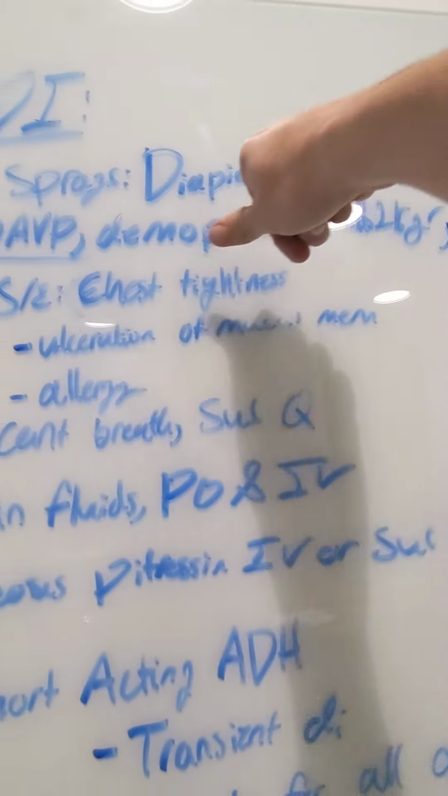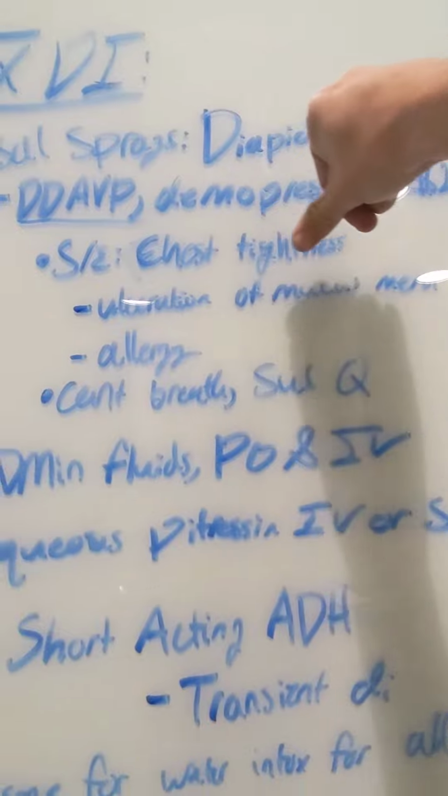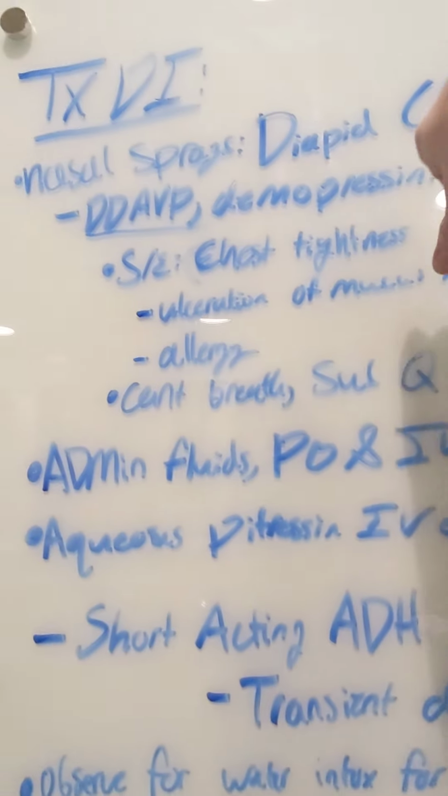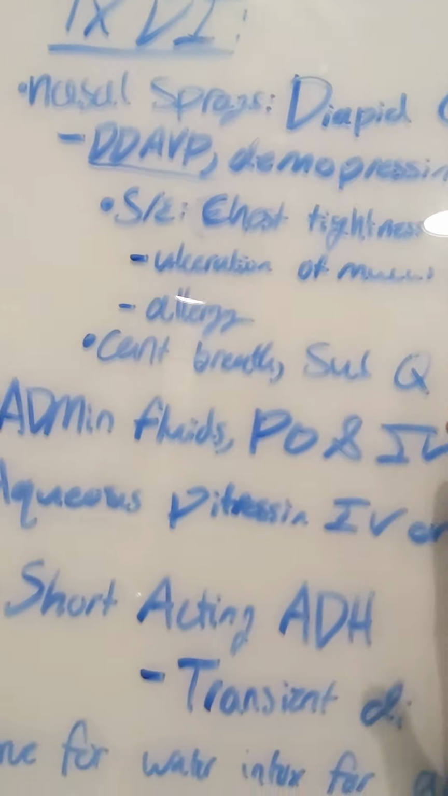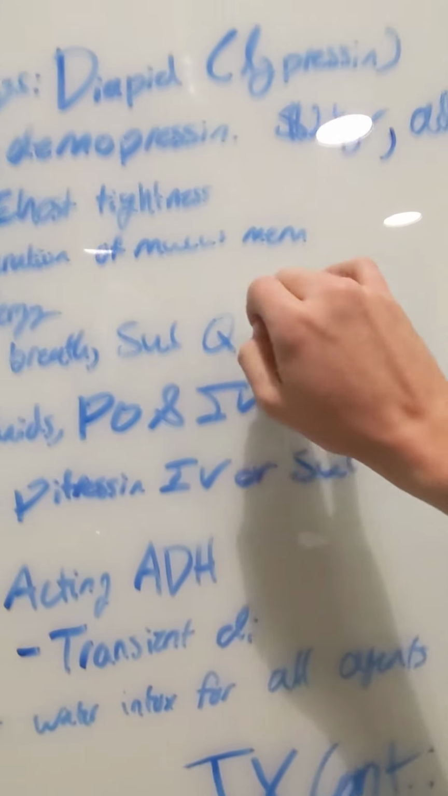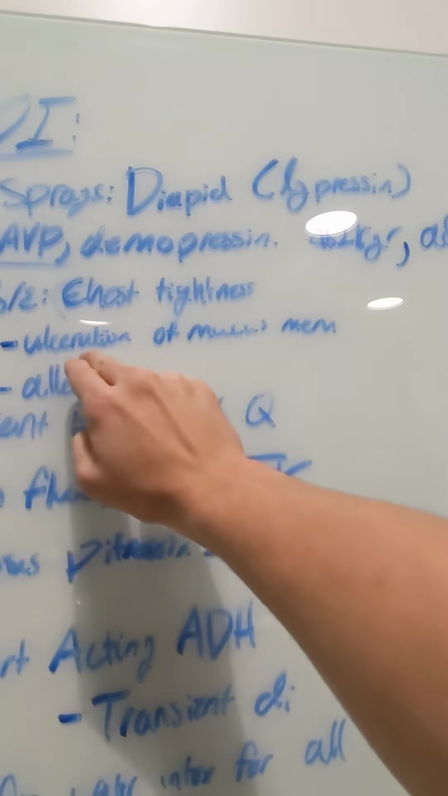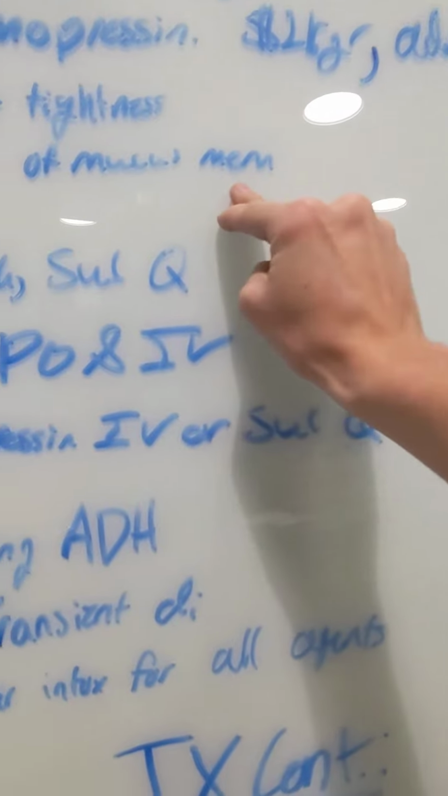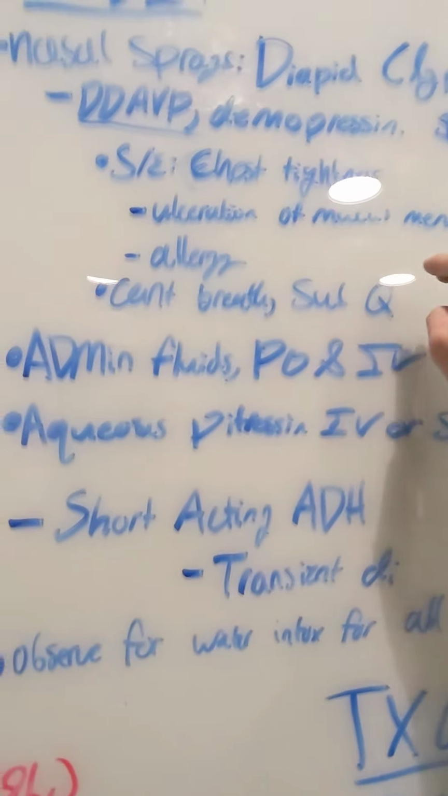Now, you might have side effects like chest tightness, ulceration of the mucous membranes, allergies to it. If they can't breathe though, you give it to them sub-Q because this is a nasal spray. So ulceration of the mucous membranes is common. That's why we want to give it to them sub-Q.